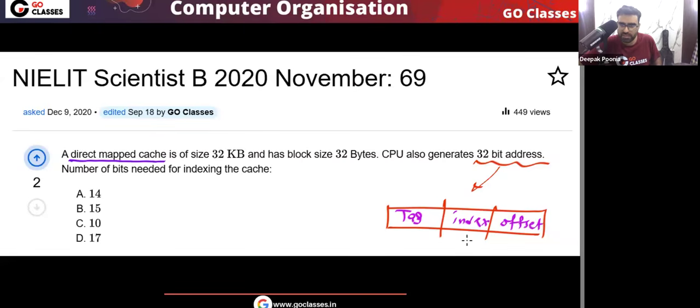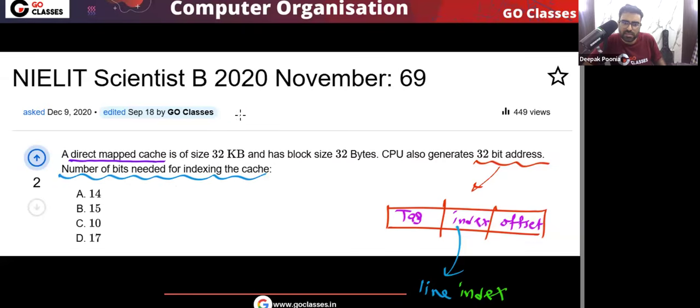Offset means block offset. And what about index? In a direct mapped cache, index means line index. In a set associative cache, index means set index. So in a direct mapped cache, index means line index. Now let's see. We need to find the number of lines, then we can easily find the number of bits required for the index field, the number of bits required for indexing the cache. So for that, we need to find the number of lines.